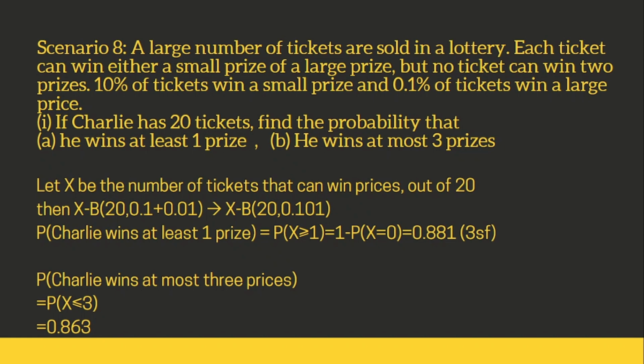Then we're going to find the probability that he wins at least 1 prize, which in other words just means the probability of everything minus the probability that he gets no prize, which is 1 minus P(x equals 0), which will be 0.881. Then find the probability he wins at most 3 prizes. This is just going to be P(x is less than or equal to 3) equals 0.863. Ignore the typo.